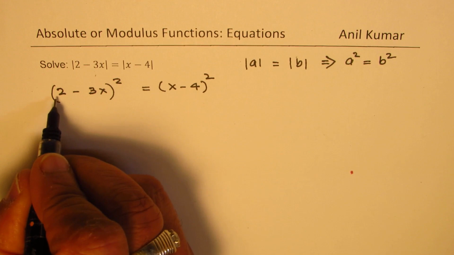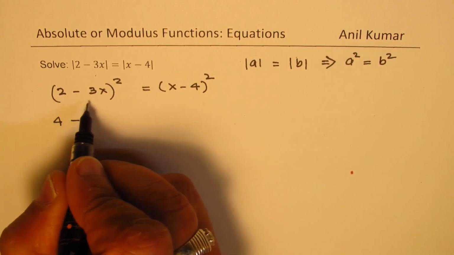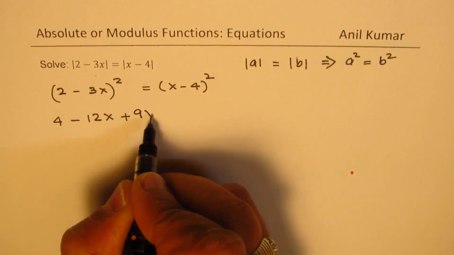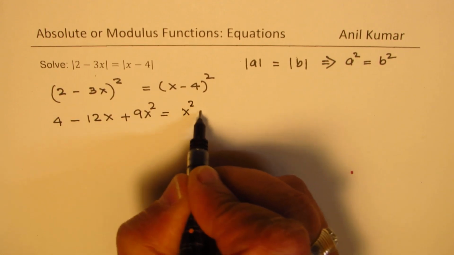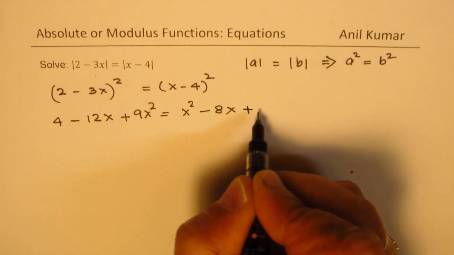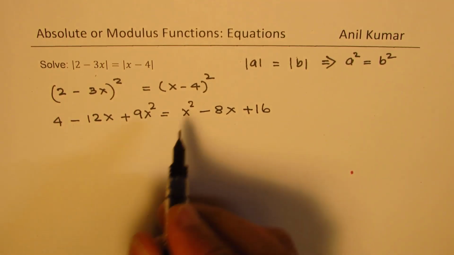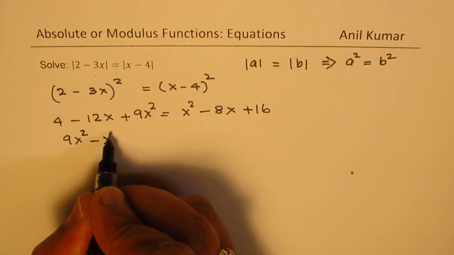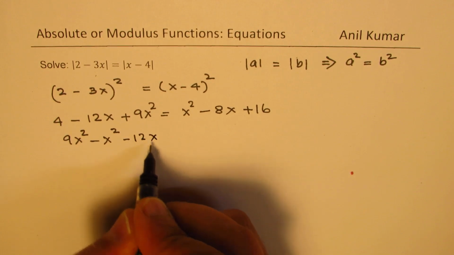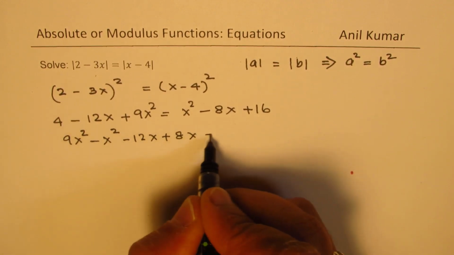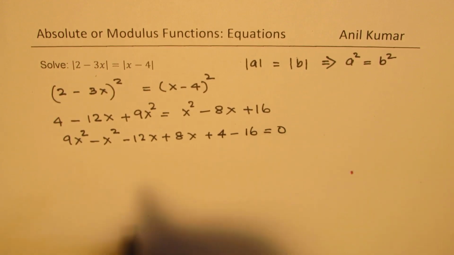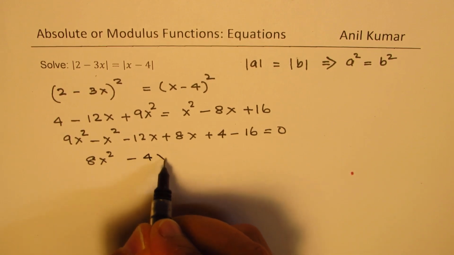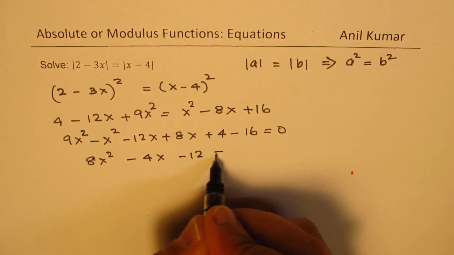So when you square this, we get 2 square, which is 4, minus 2ab, 4 times 3 is 12x, plus this square, which is 9x square. And on this side, we get x square minus 8x plus 16, correct? That's what we get. Now bring all the terms together, 9x squared, bringing this x squared, I'm arranging the like terms also, minus 12x and plus 8x. And here we have plus 4 and minus 16 equals to 0. So that gives me 8x squared, and this is minus 4x, and here we have minus 12 equals to 0.